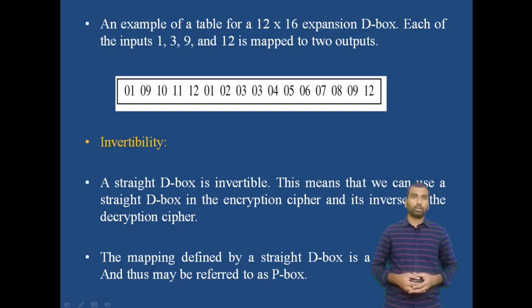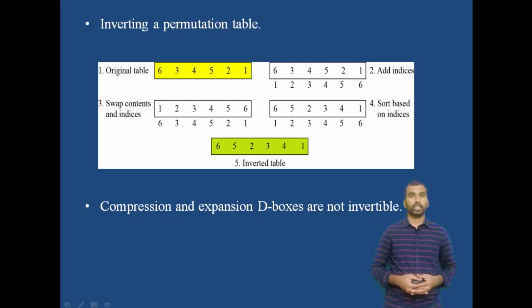Here you can see inverting the table. First you can see the diagram. The first step is the horizontal table. I have 6 elements: 6, 3, 4, 5, 2 and 1.